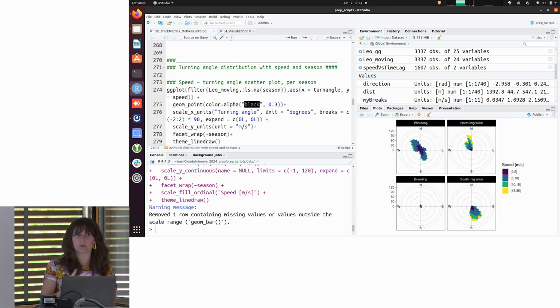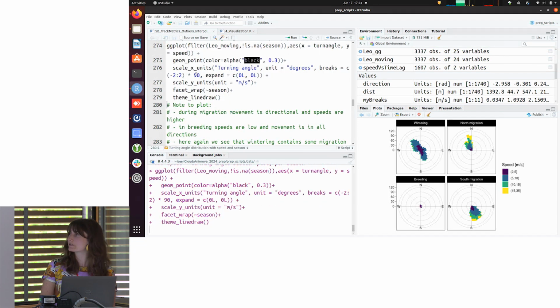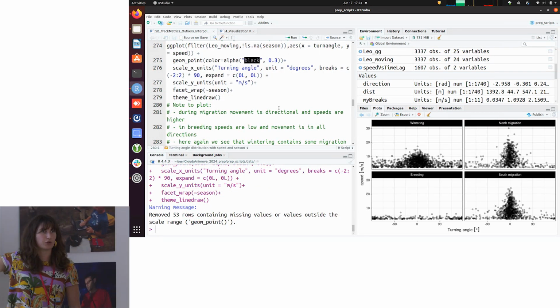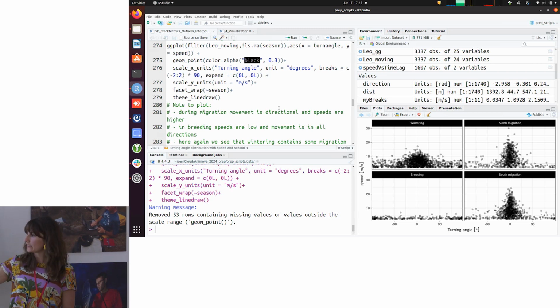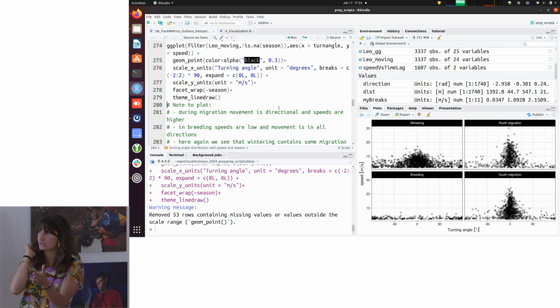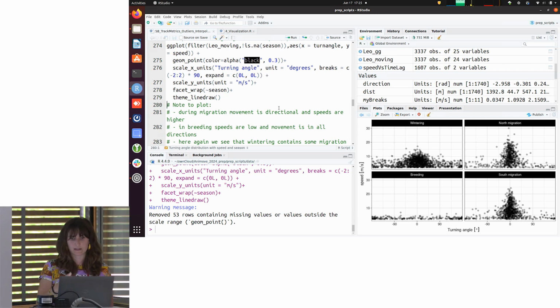Just to show again the difference between looking at azimuth and looking at turning angle. Here we're going to do a similar exercise with turning angle. Again, a simple scatter plot. We see here we don't see that difference anymore that we saw earlier. Earlier we had a difference in north migration and south migration in the direction, and here it is the same, because this is an angle relative to my previous segment. So both during north migration and south migration, Leo is moving straight, pretty much maintaining its direction of movement relative to the previous step. And again, during wintering, we see a little bit of error here and there. Still there is some directionality that we would not expect in wintering.